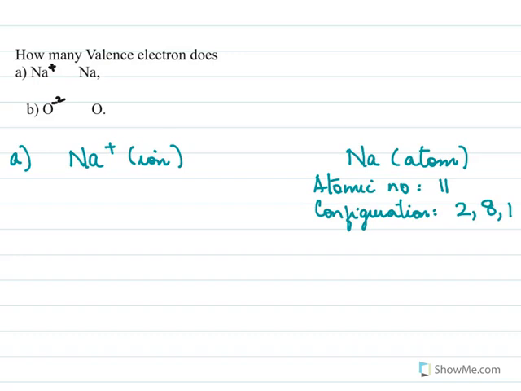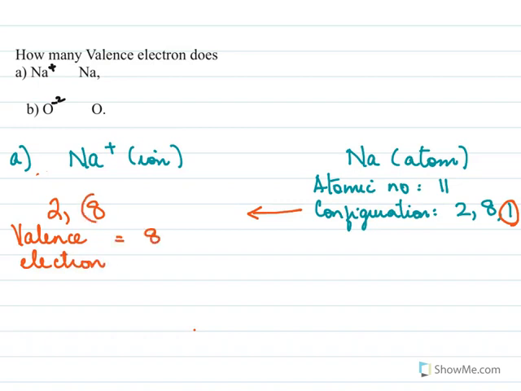While when it comes to the sodium ion, atomic number is also 11, but it loses 1 electron. Since sodium is not stable, it loses 1 electron and now becomes 2,8. This 1 electron is lost. So here this is the ion. Here the valence electrons, the outermost electrons, in this case equal 8. Here valence electrons is 1.